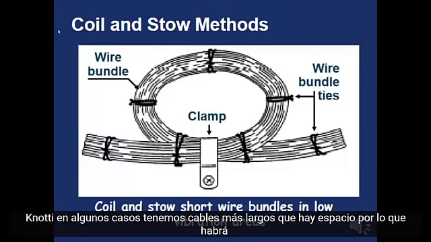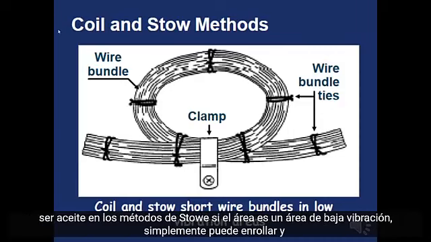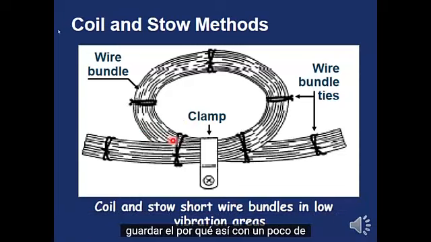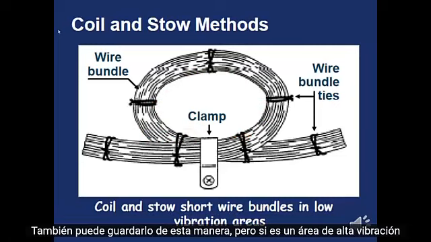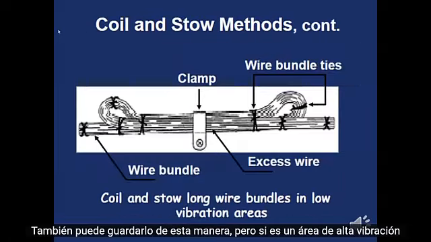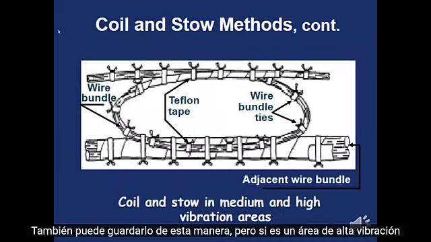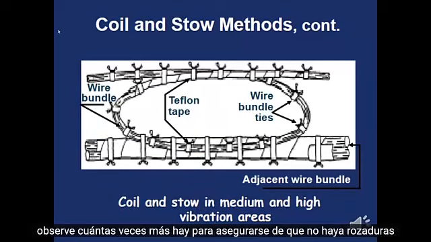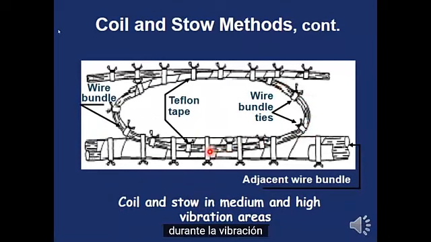In some cases, we have longer wires than there is space, so there will be coil and stow methods. If the area is a low vibration area, you can just coil and stow the wires like this with a little bit of the bundle ties. You can also stow it this way. But if it's a high vibration area, notice how many more tie-offs there are to make sure that there is no chafing during the vibration.